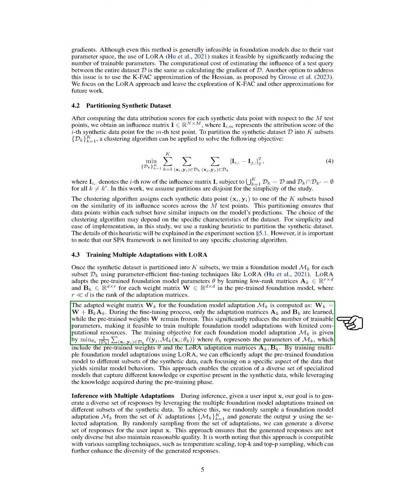During this process, we only update the smaller matrices while keeping the original weights unchanged, which reduces the number of parameters we need to train. This allows us to train several adaptations without requiring extensive computational resources. For each model adaptation, our goal is to minimize the error between the actual outputs and the model's predictions based on the training data. By training multiple adaptations, we can effectively tailor the pre-trained model to different subsets of the synthetic data, each focusing on unique aspects, resulting in a variety of specialized models that capture different knowledge.